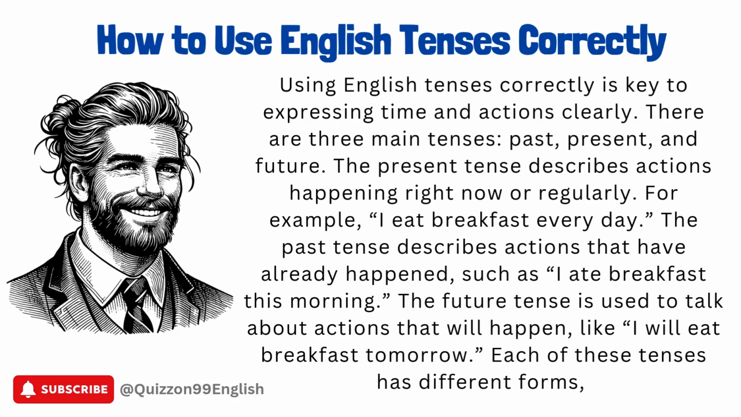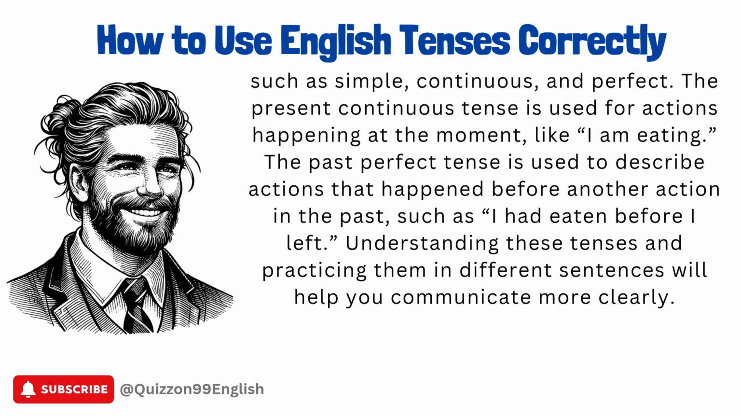Each of these tenses has different forms, such as simple, continuous, and perfect. The present continuous tense is used for actions happening at the moment, like I am eating. The past perfect tense is used to describe actions that happened before another action in the past, such as I had eaten before I left.